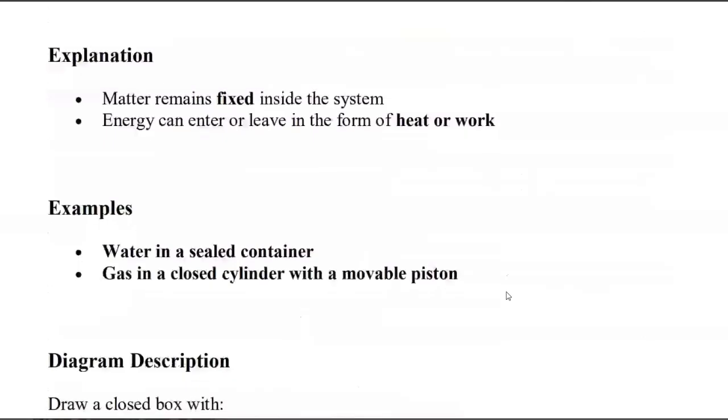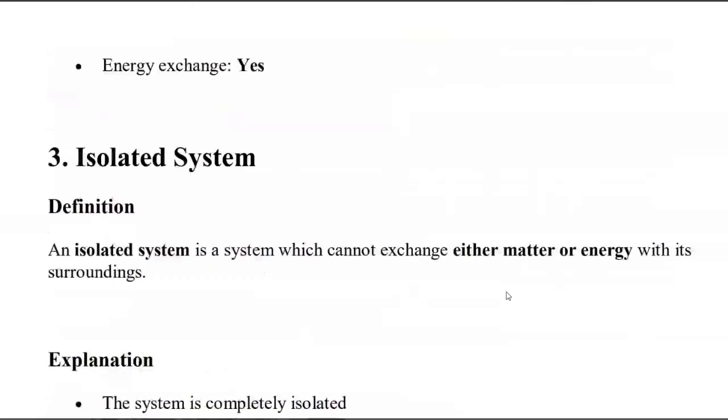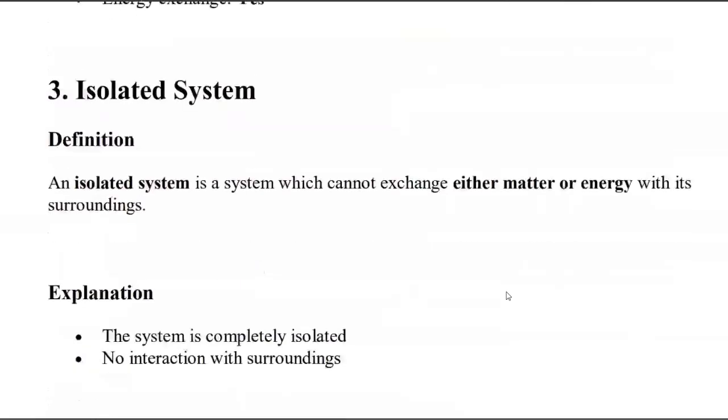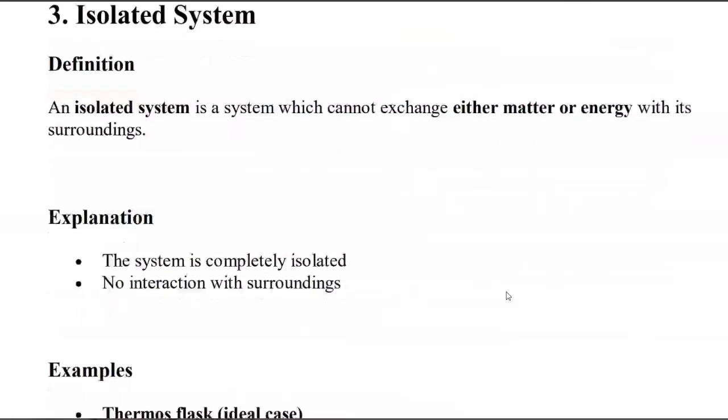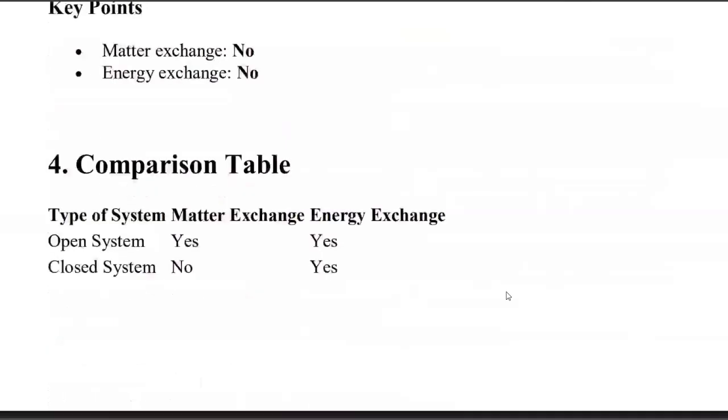So draw simple diagrams if possible. Don't skip drawing any simple diagrams. If you people want to write key points, write key points, and then isolated system: definition, explanation, and example. Key points and draw simple diagrams if possible, as I have given you.